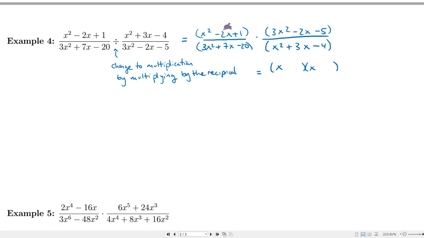We need the product to be 1, the difference, or sorry, the sum to be negative 2, so that'll be a minus and a minus, and minus 1 will work, right? So minus 1 minus 1.